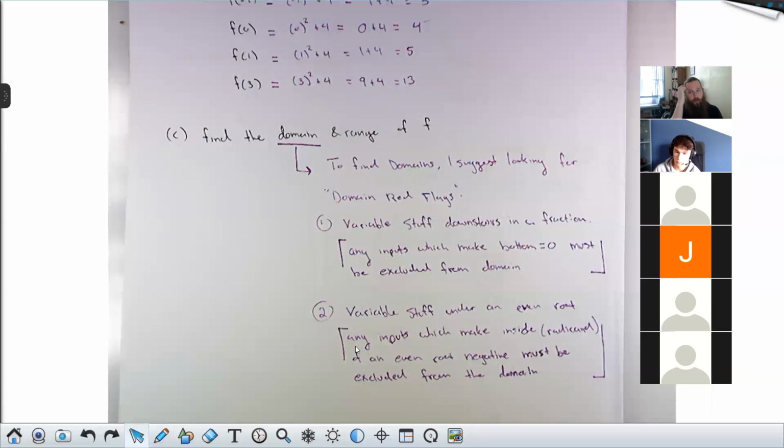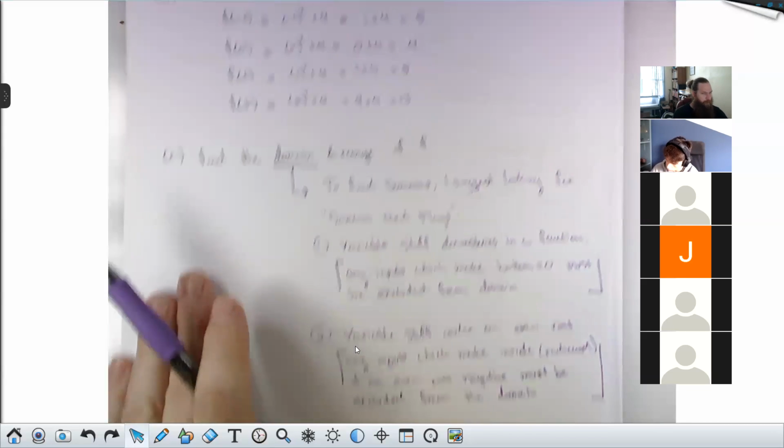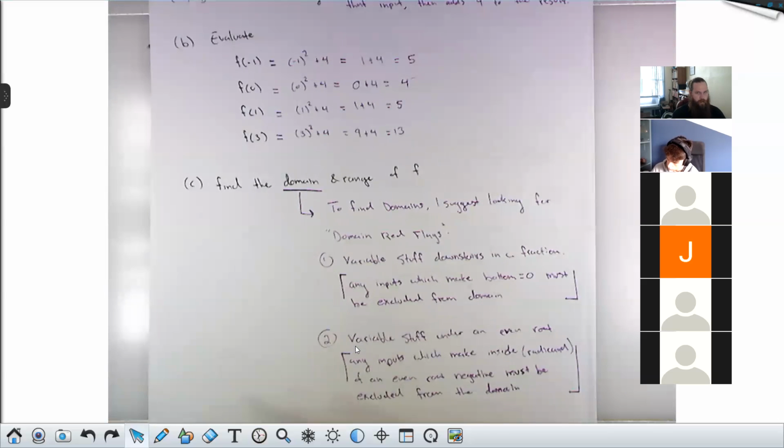And right now, these are the only red flags you have to concern yourselves with. I will give you some more as the semester wears on. But for now, you just have to be on the lookout for any variable stuff downstairs in a fraction or any variable stuff underneath an even root. If you have variables downstairs in a fraction, make sure the bottom is not 0. If you have variable stuff under an even root, make sure the inside of that root is not negative. The other rules I'll be adding down the line have to do with logarithms. The inside of a logarithm must be positive. But if we return to this question, we want to find the domain and range of our function f.